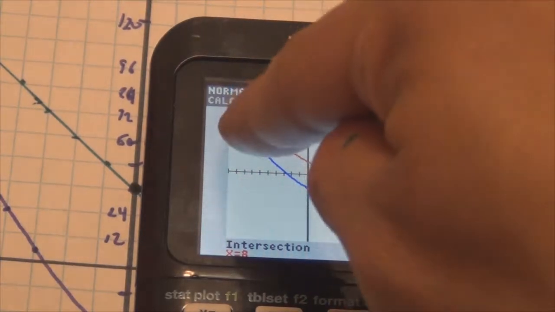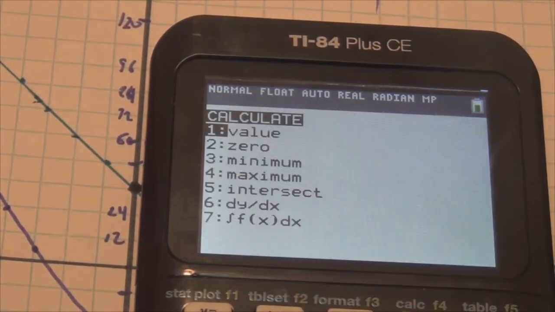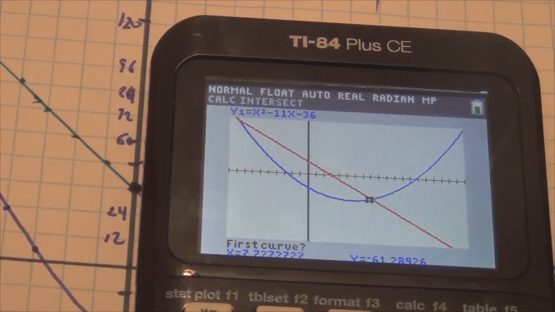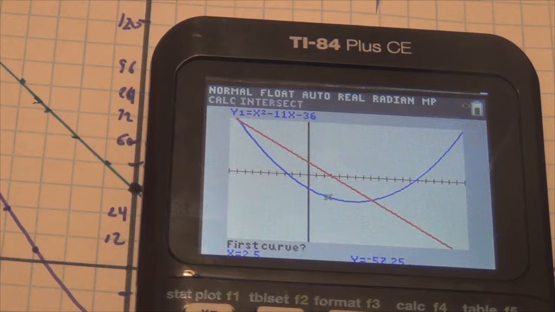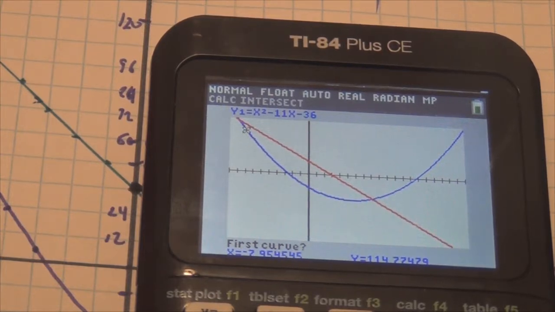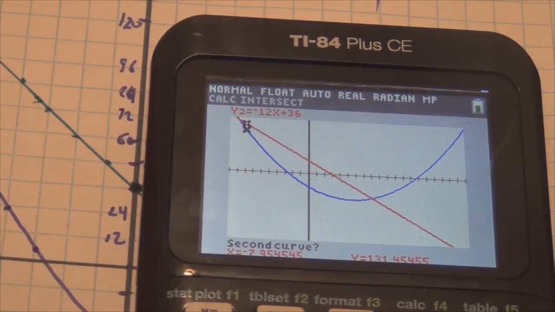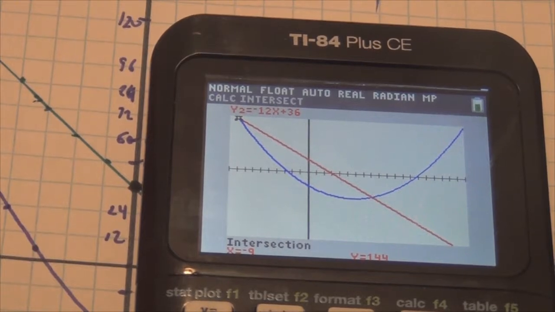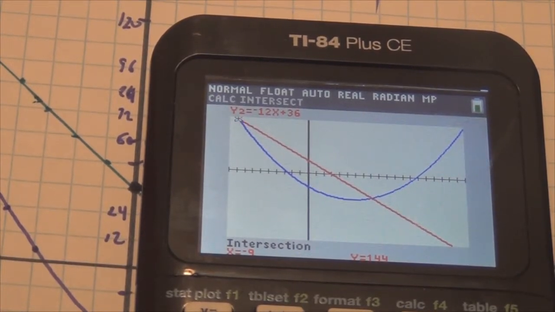All right, now we want to find the other intersection. Second, calculate, intersection again. But this time, we're going to go all the way over there, close to what we want. Intersection, yes. Second curve, right there, yes. Guess, yes. And it tells you, look, negative 9, comma, 144. Got it? All right then. So that is how you do a system of equations by elimination, by substitution, and by graphing.